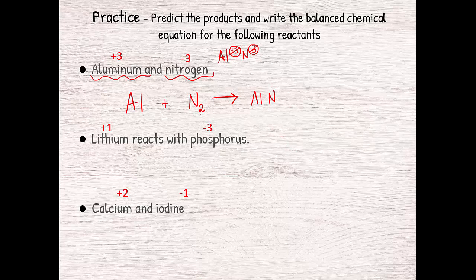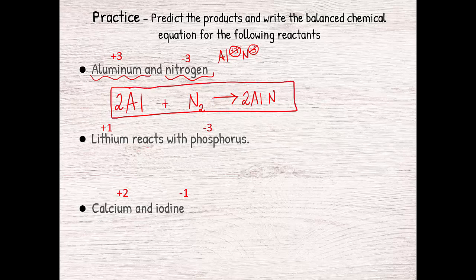I started with 2 nitrogens and I need to end with 2 nitrogens. So I'm going to put a 2 in front of the nitrogen-containing substance. Aluminum, I now have 2 on the product side, and so I need 2 in front of the aluminum on the reactant side, and everything is now balanced.